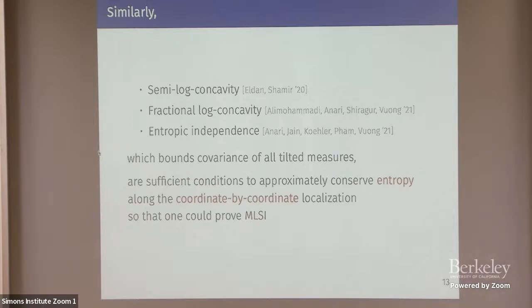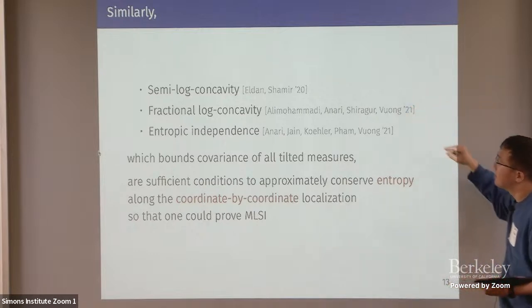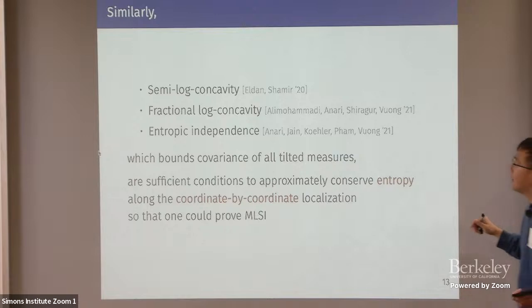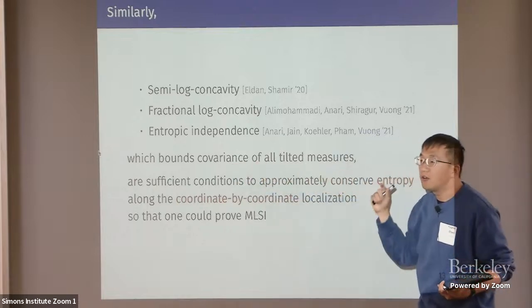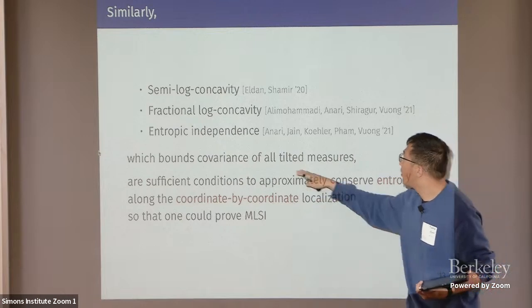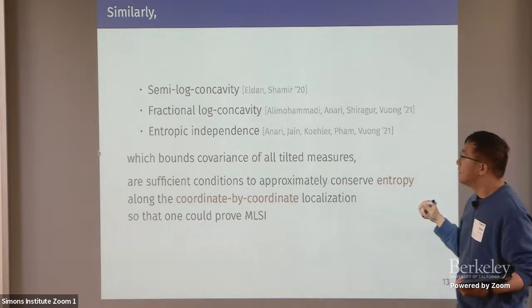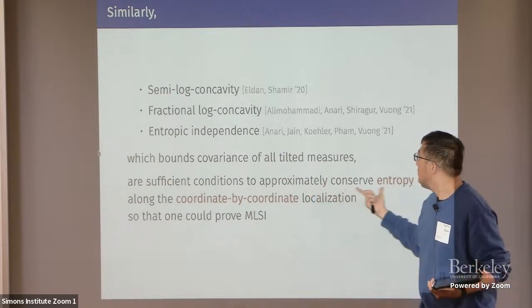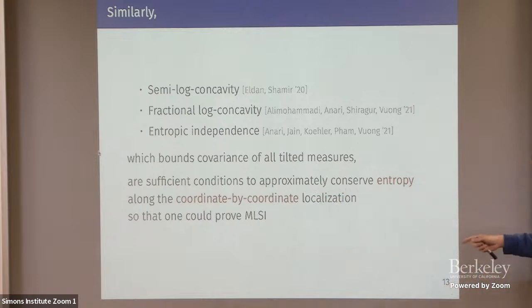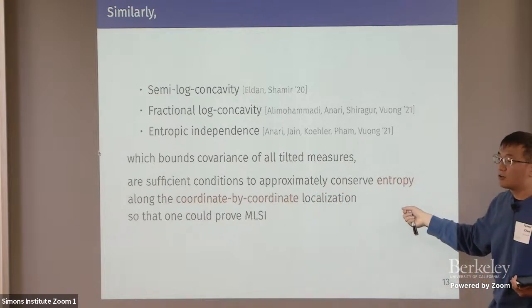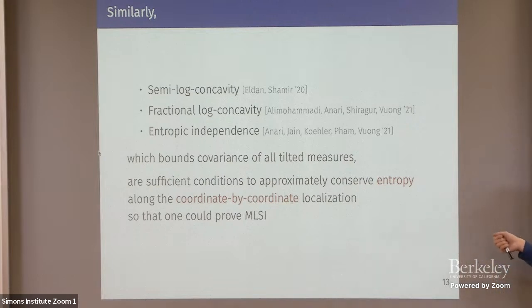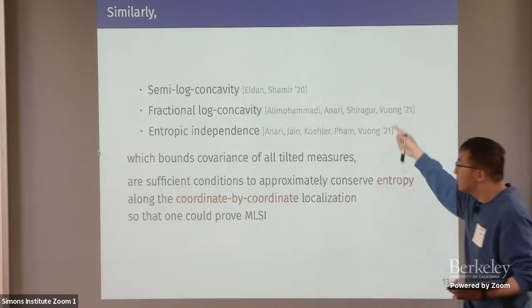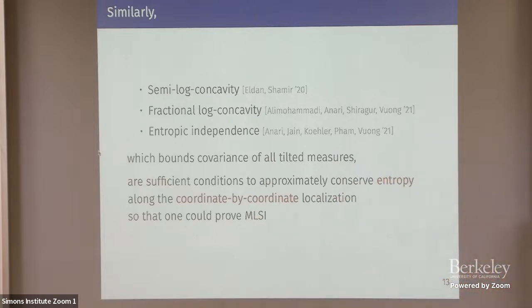But for example, you can think of these three conditions as conditions that bound the covariance of the measure, not only for all conditionals, but also for all tilted measures. And the tilted measures are needed to actually show approximate conservation of entropy. So you analyze the evolution of entropy along the coordinate-by-coordinate localization, and you will notice that to analyze the evolution of entropy, you need not only the coordinates but also the tilted measures. And those conditions are sufficient to prove a modified log-Sobolev inequality.